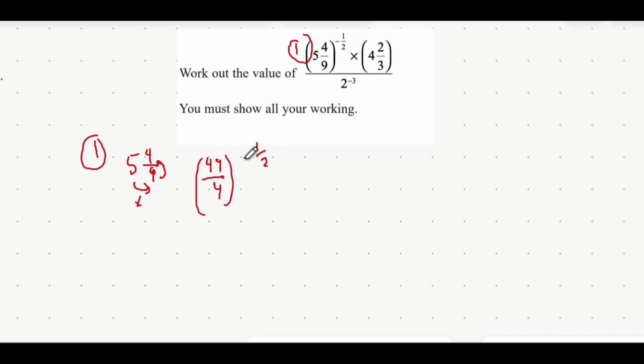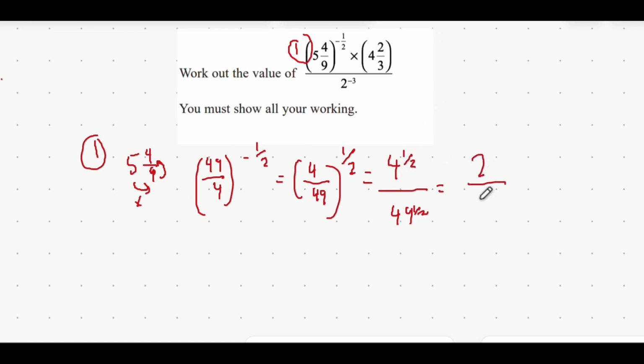So the minus in the power just means you do the reciprocal of whatever fraction is inside of the bracket. So you swap over the top and bottom of that fraction, and that removes the negative in the power. And then a power applied to a bracket means you apply that power to each individual term in the bracket. So that's 4 to the power of a half over 49 to the power of a half. And the power of a half just means you square root that number. Square root of 4 is 2. Square root of 49 is 7. So that first term is 2 over 7.